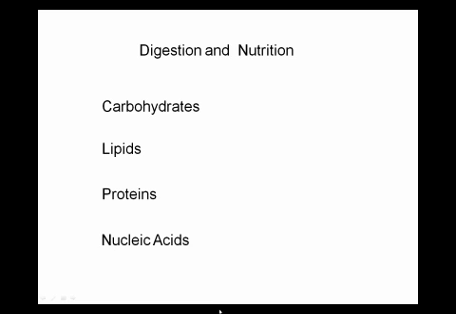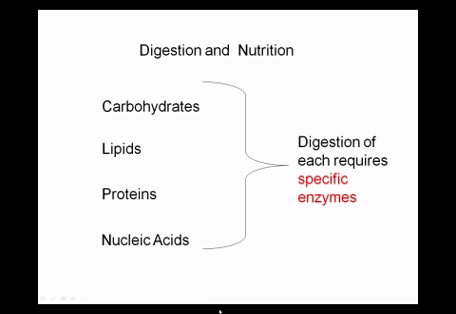For example, recall from Chapter 2, there are 4 classes of biological macromolecules. This would be carbohydrates, lipids, proteins, and nucleic acids. And so certainly we consume and need to consume all of these in our diet. These are all very, very large molecules. Recall polymers, in fact, and they have to be broken down into the individual monomer in order to be absorbed.